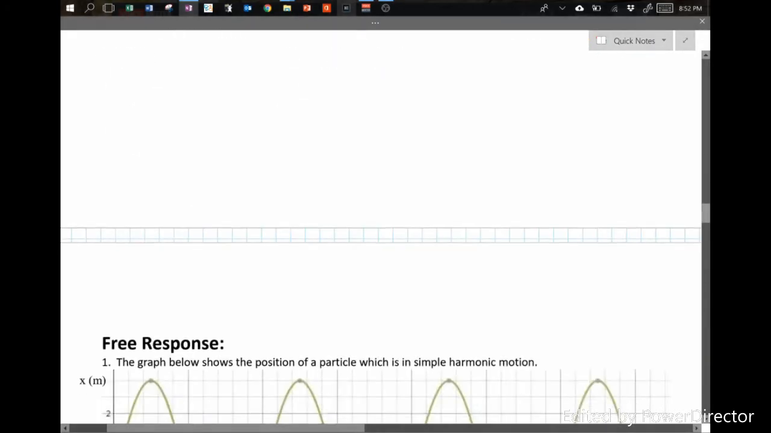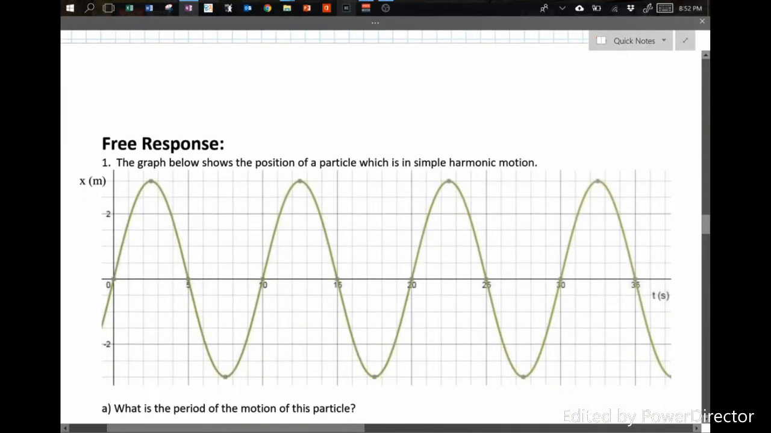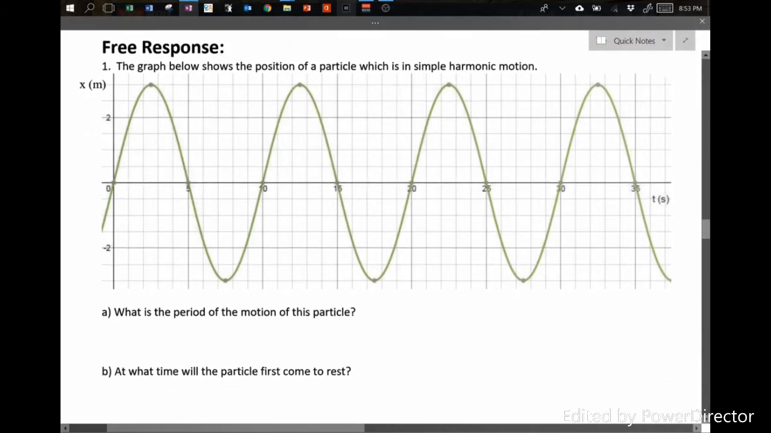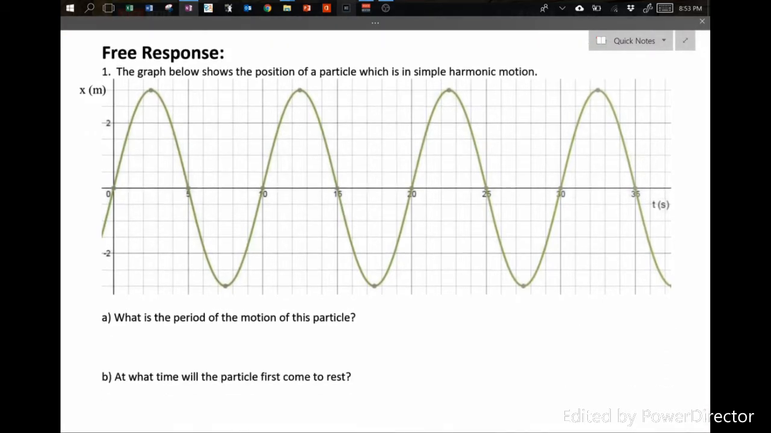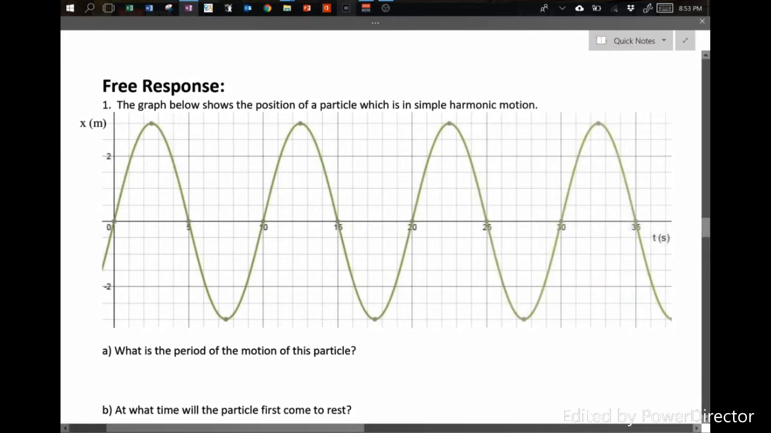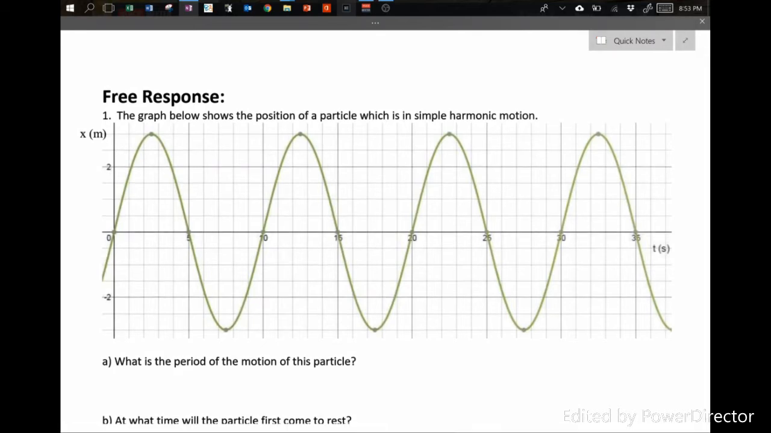All right, let's move on to some free response. A little graphical interpretation, a little graph sketching. It'll be a lot of fun. So the graph below shows the period of a particle undergoing simple harmonic motion. Sorry, it shows the position of a particle undergoing simple harmonic motion. So before answering the questions, what I would like to do is get all of the information that I can get from this graph. Right?